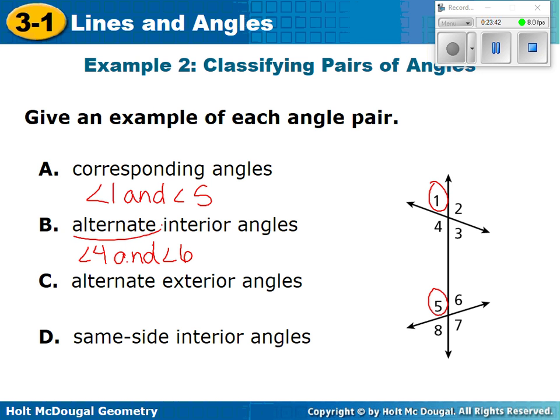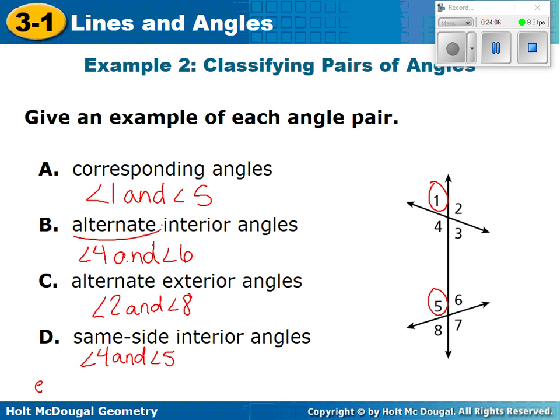Alternate exterior, somebody different. Emily. 2 and 8. Same side interior, somebody different. Okay. Angle 4 and angle 5.